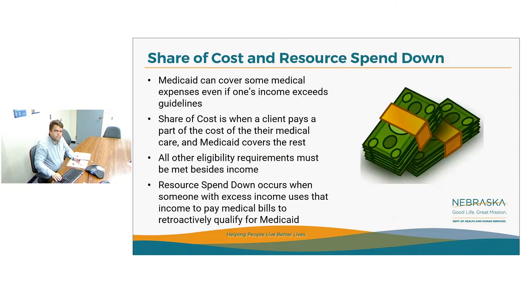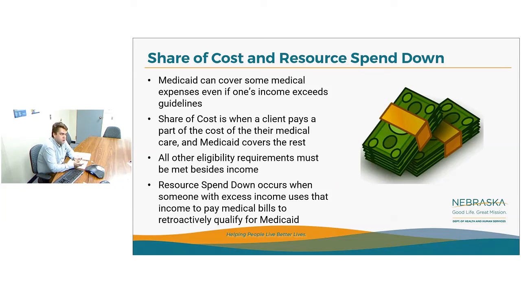The next two slides are some side programs. They aren't necessarily eligibility categories, but they are ways that people can be eligible for Medicaid. The first one is called share of cost. Share of cost is when Medicaid can cover some of your medical expenses, even if your income exceeds some of the other guidelines I've already mentioned. So share of cost is when a client pays for a portion of the medical expenses, and then Medicaid pays for the rest. So you and Medicaid would be sharing the cost of your treatment.